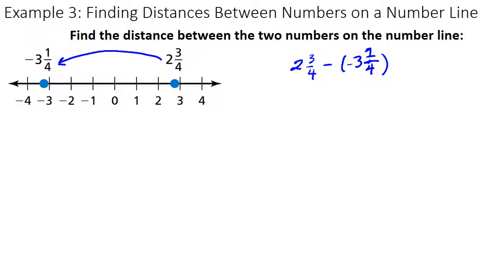And when we are subtracting these numbers, we can see we're subtracting a negative, which is the same as adding a positive. So if we turn these into improper fractions, 4 times 2 is 8, plus 3 is 11, so I now have 11 over 4, plus 4 times 3 is 12, plus 1 is 13, so 13 over 4. 11 plus 13 is 24 over 4. So 24 divided by 4 is equal to 6. So the distance between these two numbers on a number line is 6.